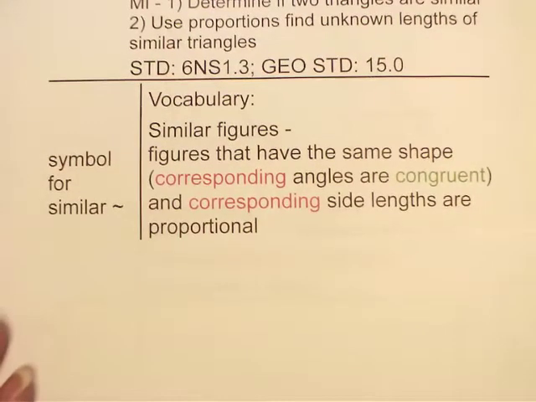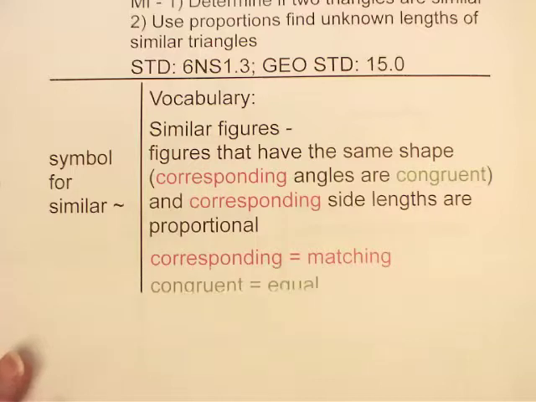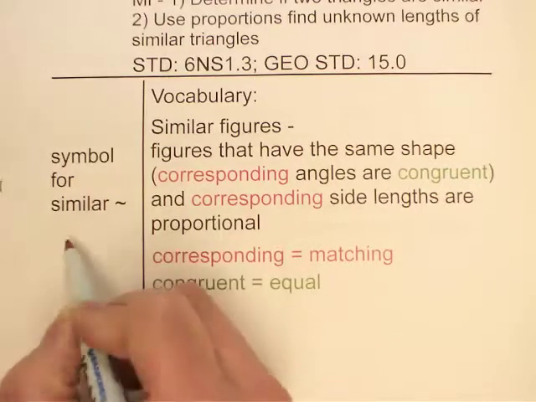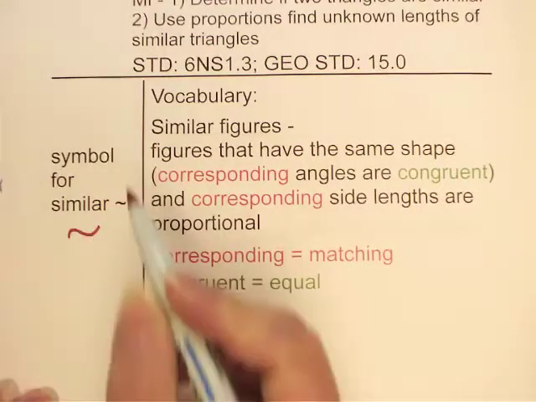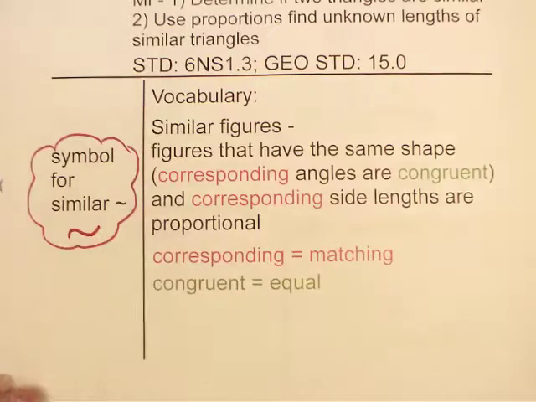So many of you are probably wondering what corresponding means. Corresponding means that they are matching, okay? And congruent means that they are equal. You'll also notice that there's a symbol for similar. We use this symbol, also known as a tilde, to represent similar. So you'll be seeing that frequently throughout the lesson today.